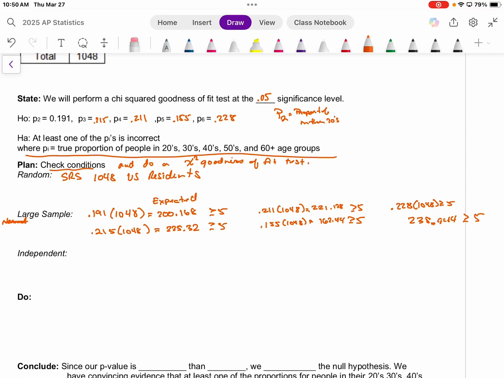Independent. We think about, all right, 10 times 1,048 is 10,000. Let's see, 10,480. So I would say on this one, reasonable to assume more than 10,480 U.S. residents.